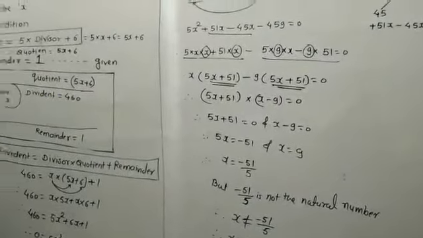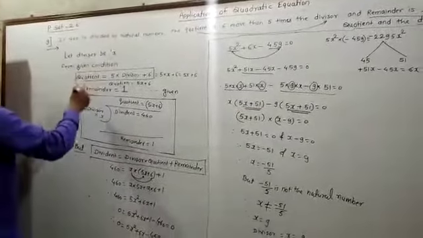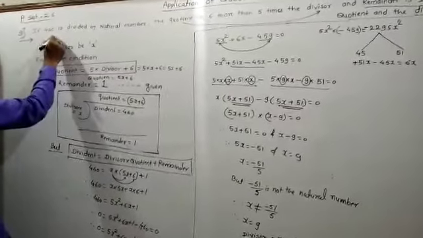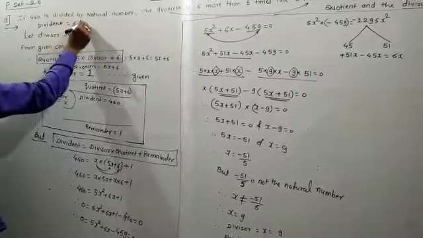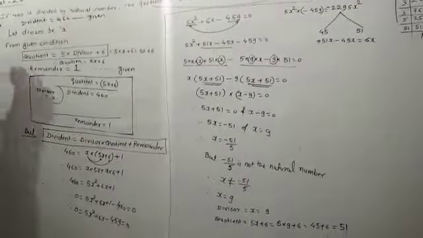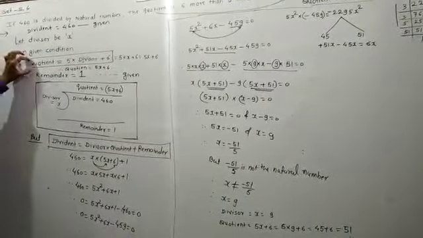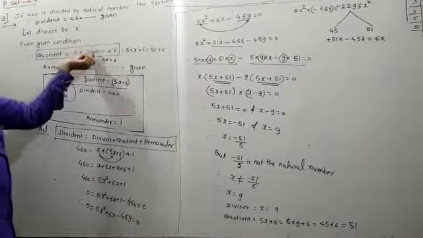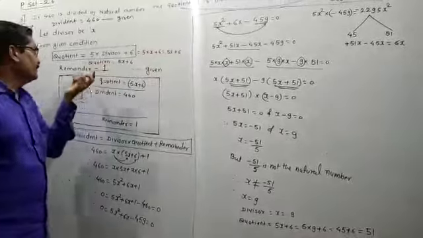Here I will write one thing, that if 460 is divided by a natural number, then the dividend is equal to 460. This one is given. The divisor you will consider as x. For the quotient, the condition is given. Quotient is equal to 6 more than 5 times the divisor. The divisor value you have to put as x, and this will come as 5x plus 6. Quotient is 5x plus 6.